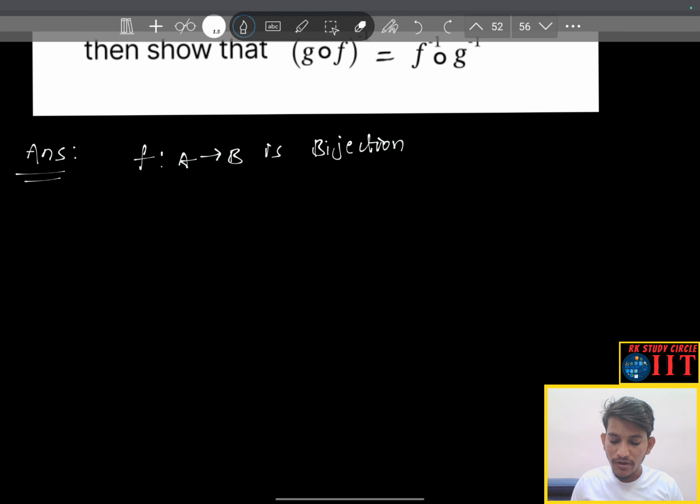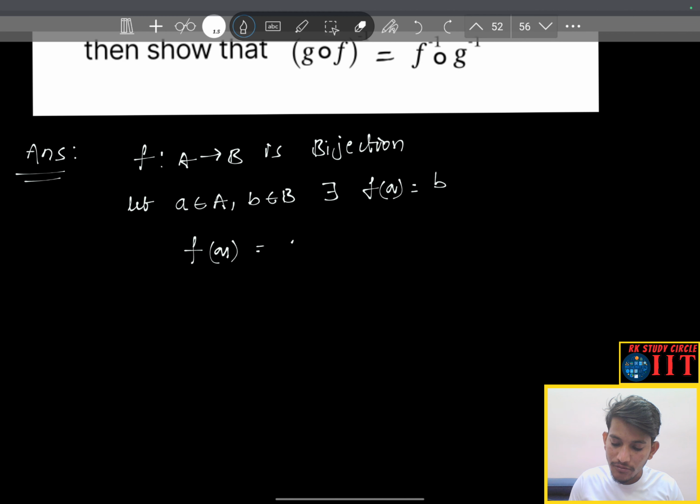So in order to prove it one-one, let small a belong to capital A, small b belong to capital B, such that f(a) equals b. And from here, I'm writing f(a1) equals f(a2) if and only if a1 equals a2. Therefore, I'm writing f is a one-one function.